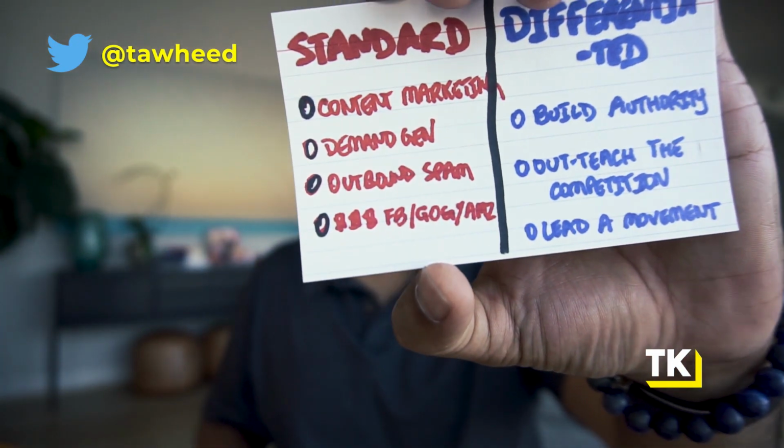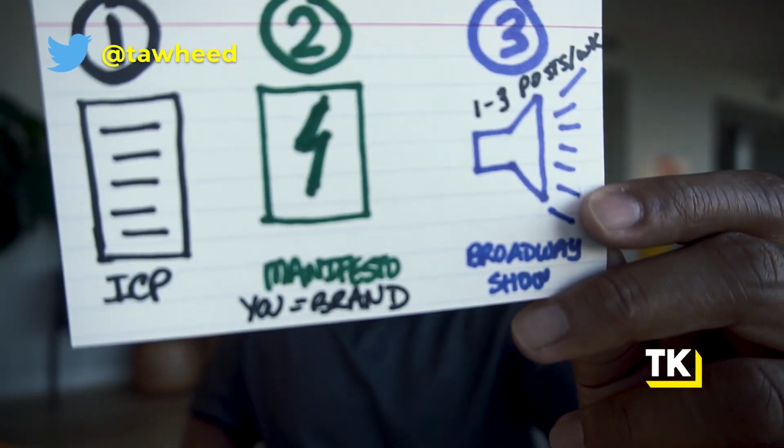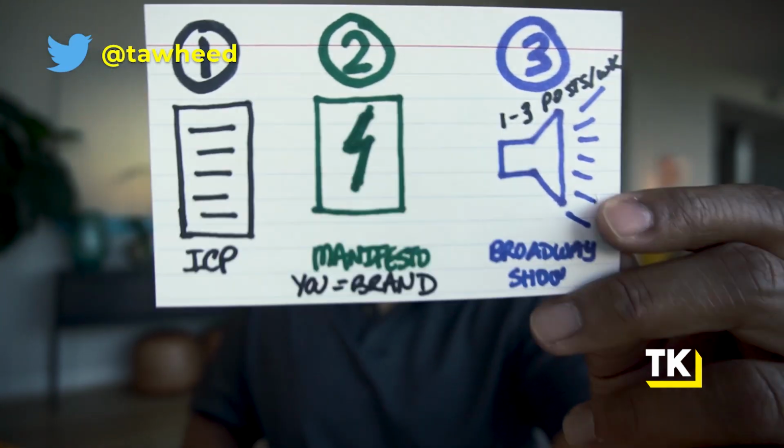So the question becomes, okay, if you want this differentiated way of doing this, sounds awesome, right? How do you do it? I'll break it down into 3 steps. The first thing that you do, and I do this for anyone that I work with in my SaaS Advisory Program, the first step is we really hone in on your ICP, your ideal customer profile.